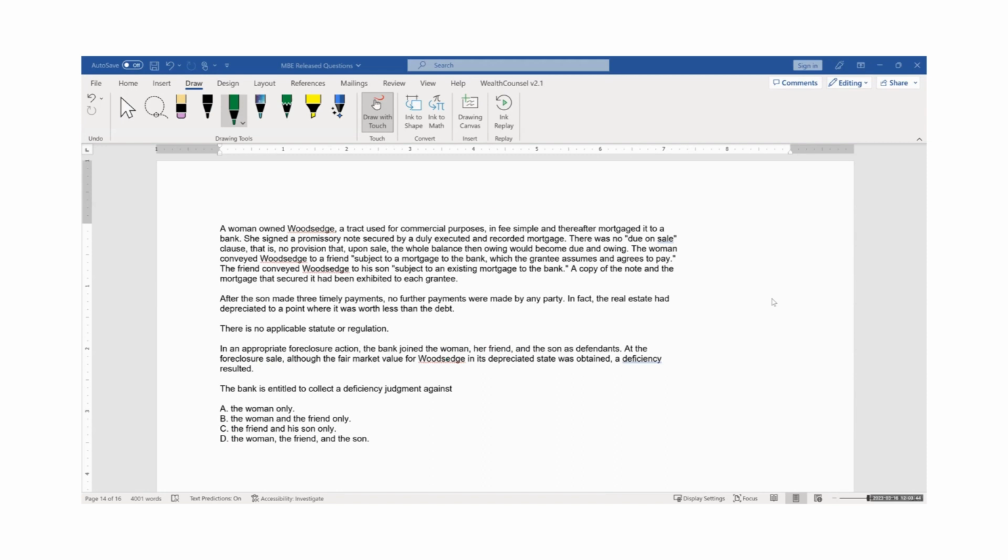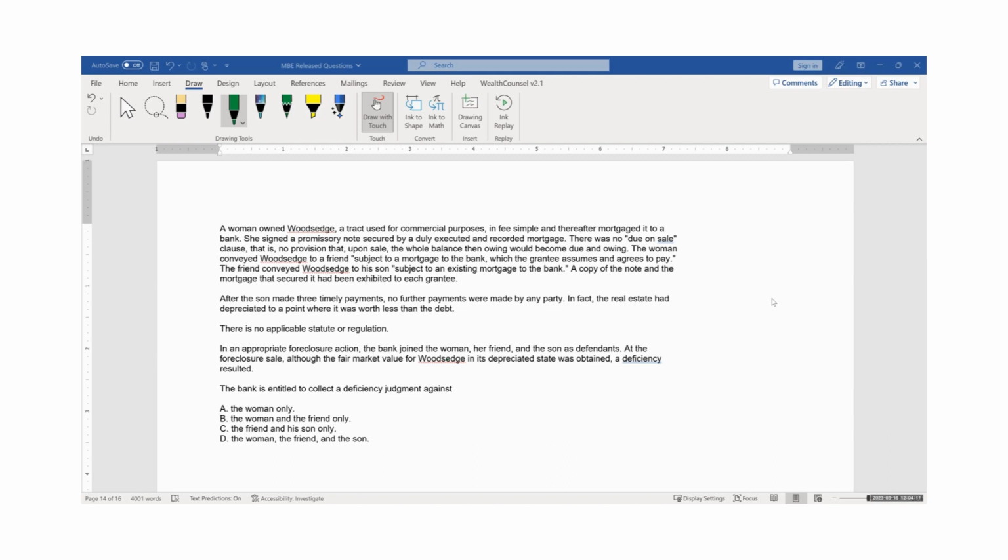Now we will go through this MBE bar exam question from the top all the way down through the call of the question, then the answer choices. The fact pattern starts. A woman owned Woodsage, a tract used for commercial purposes, in fee simple, and thereafter mortgaged it to a bank.